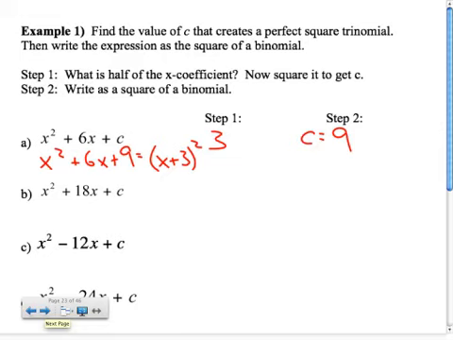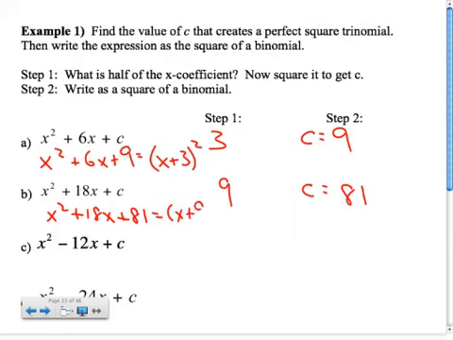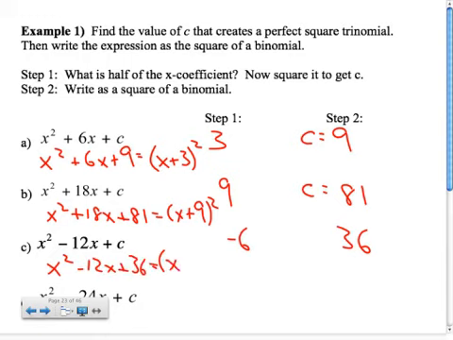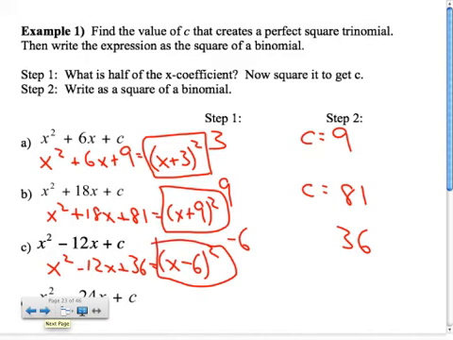Same thing in part B. Half of your b is 9. You square that, you get 81. So c equals 81 here. So you get x squared plus 18x plus 81. Again, advantage, x plus 9 quantity squared. Negative 6 is half. Negative 6 squared is 36. And so you end up at x squared minus 12x plus 36. Advantage, that's x minus 6 quantity squared. So that's what we're trying to do when we say complete the square. We're trying to get a trinomial that's a perfect square, so it works out to where we can factor it nicely using our shortcuts that we used last chapter.